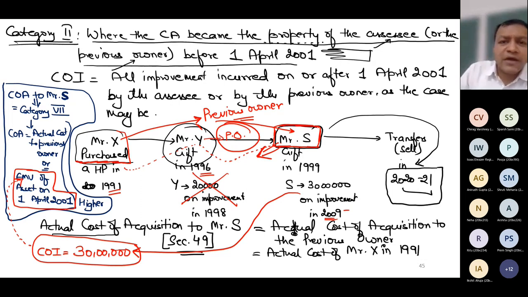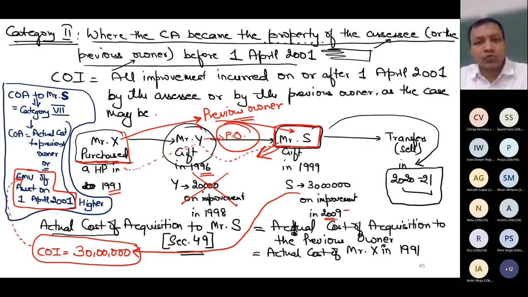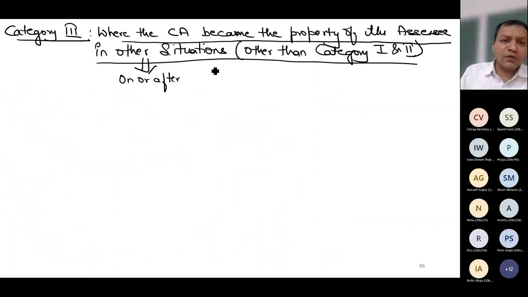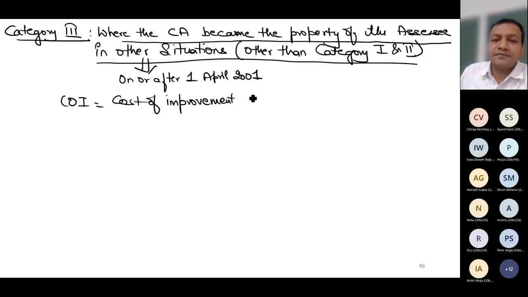By default, that means I am the owner, I have become the owner on or after 1st April 2001. This is by default. Because if you have become the owner of the asset before 1st April 2001, you will go to category number 2. But if you have become the owner on or after 1st April 2001, you will come here. And on or after 1st April 2001, all the improvements are relevant. So your cost of improvement is actual cost of improvement, that's it. So whatever is your actual cost, that is counted.